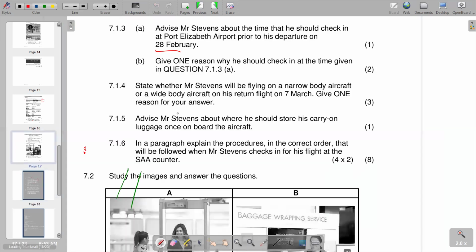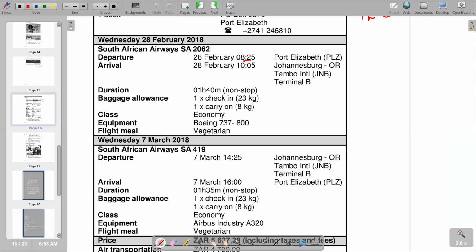And then go to the next question. State whether Mr. Stevens will be flying on a narrow body aircraft or a wide body aircraft on his return flight on 7 March. Give one reason for your answer. So we go to 7 March here. So we see Mr. Stevens is departing Johannesburg, O.R. Tambo International Airport. And then the arrival is in Port Elizabeth. So basically, the flight is from Johannesburg to Port Elizabeth, South Africa. So the distance is not all that long.